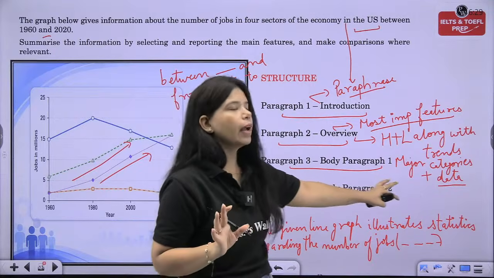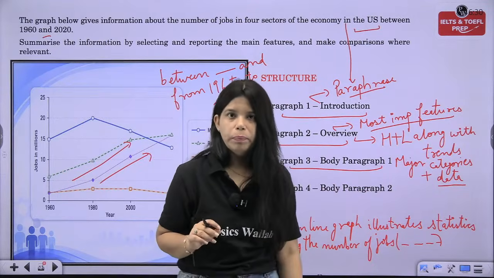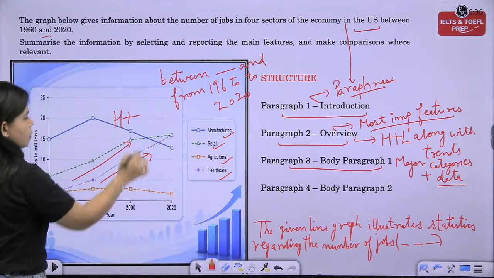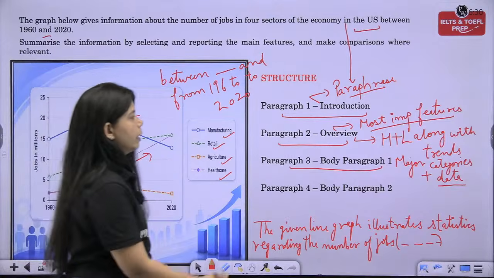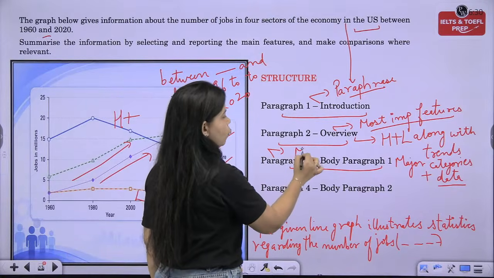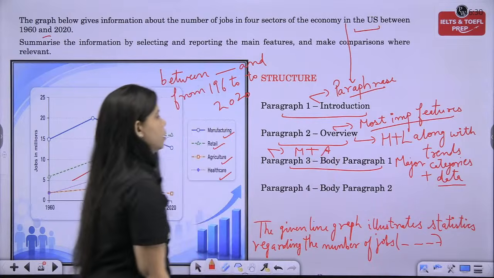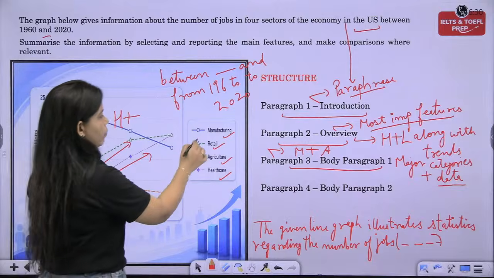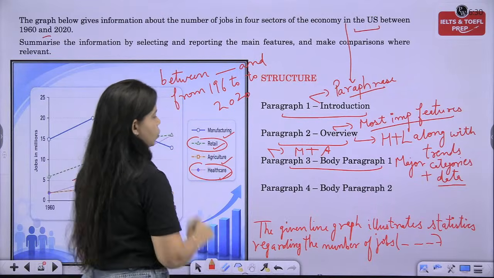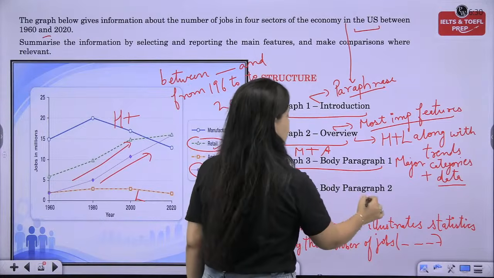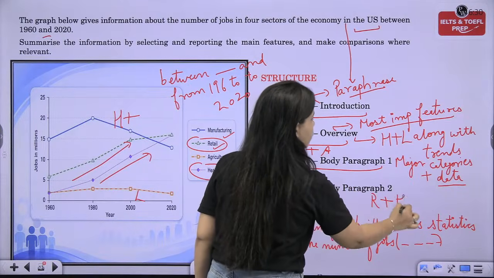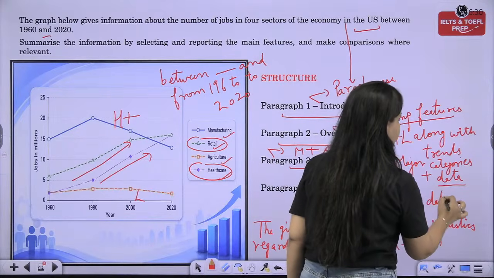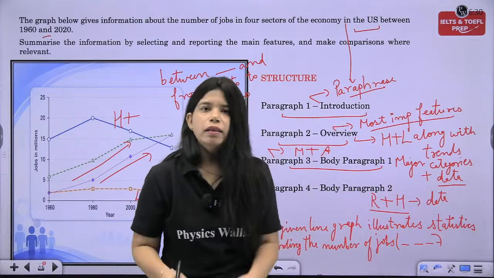But anyway, major categories along with data go in your body paragraph 1. And what are your major categories? The highest plus lowest. That means we can take in body paragraph 1 manufacturing plus agriculture categories, highest and lowest. And after that, whatever is left, retail is left and healthcare is left. Sorry, healthcare. Retail plus healthcare. These two categories will be taken in body paragraph 2 along with data. Okay, so that is the structure.